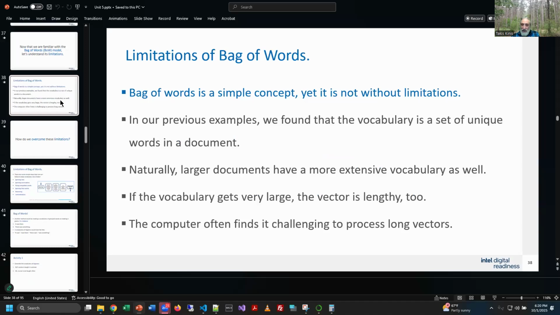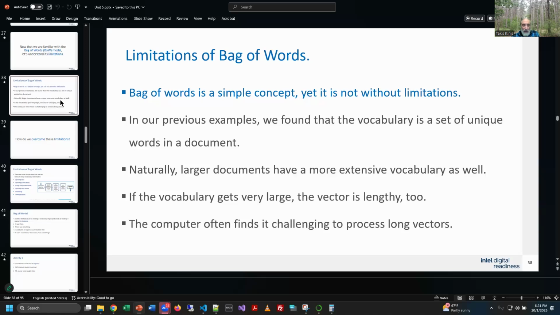Okay, so it says in the previous examples, we found vocabulary is a unique set of words. And it says naturally the bigger documents have more vocabulary. So it would make sense if I have a 10-page article, that's going to have a lot more variance of words than a 1-page article. Absolutely. If the vocabulary gets really big, the vectors get really big too. So if I have 10,000 unique words, my vectors are going to be 10,000 positions long. That's how it is.